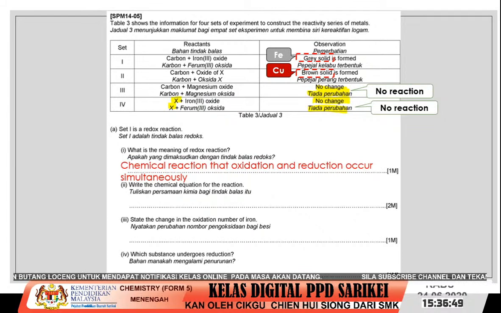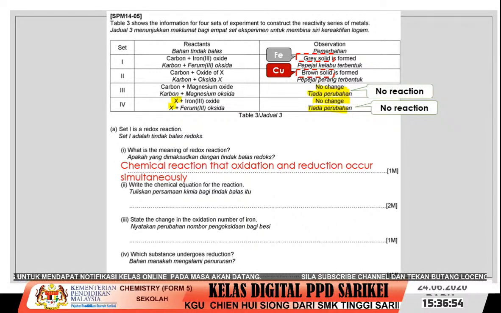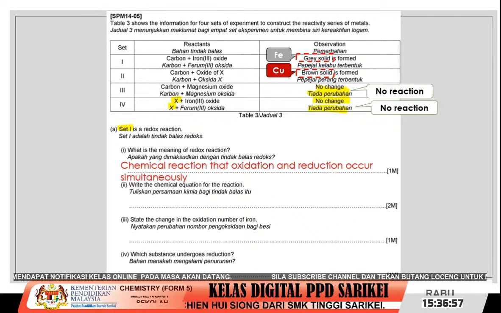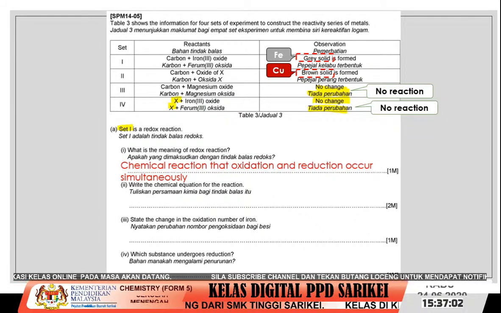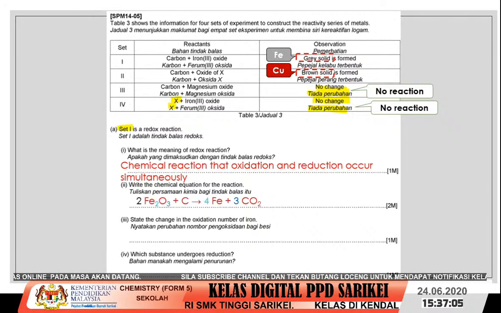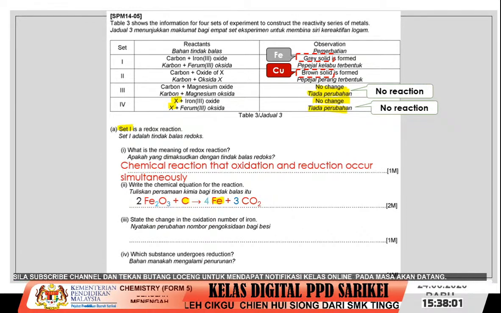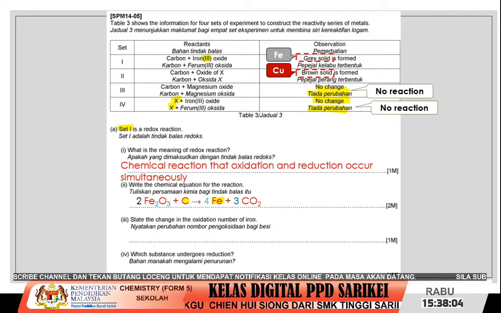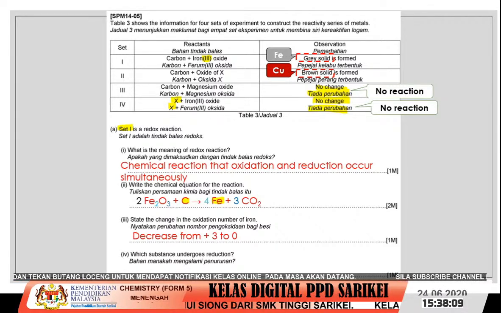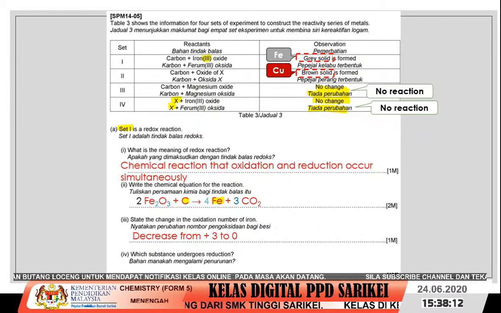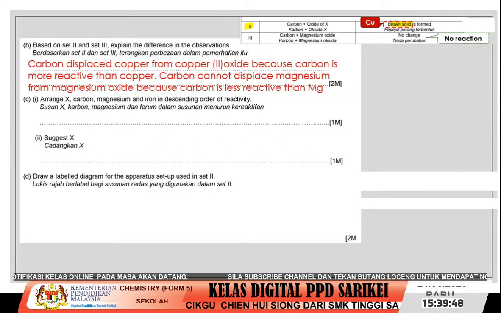Question A2. Write the chemical equation for the reactions in set 1. So in set 1 we heat carbon and iron(III) oxide, and then a reaction occurs. The oxidation number of iron in iron(III) oxide is positive 3. The oxidation number of iron in iron metal is 0. Reaction occurs in set 2 but not in set 3.